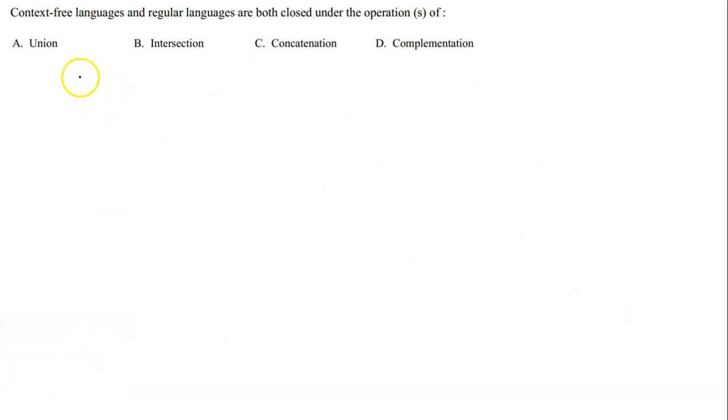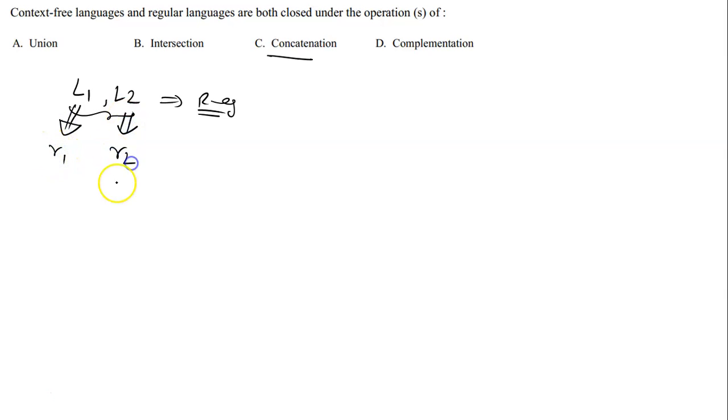Now let's see the concatenation operation. If you have two regular languages L1 and L2, then very easily we can prove that the set of regular languages is closed under concatenation. Why? If L1 is regular, then we have a regular expression for L1. If L2 is regular, then we have a regular expression for L2. Now R1 and R2 are the regular expressions for L1 and L2 respectively.